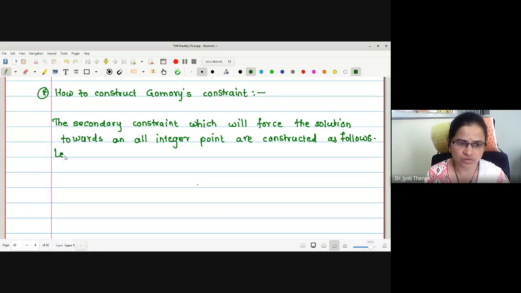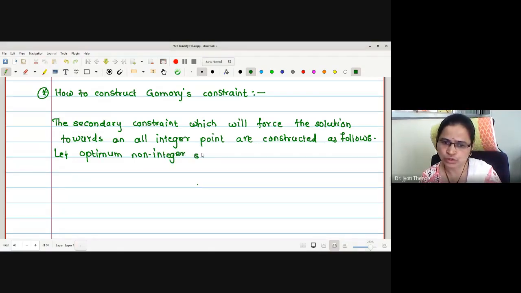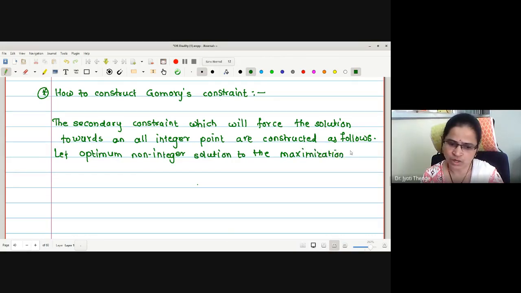Now let us start with the optimum simplex table. Let the optimum non-integer solution to the maximization LPP have been obtained. Why is it not integer?